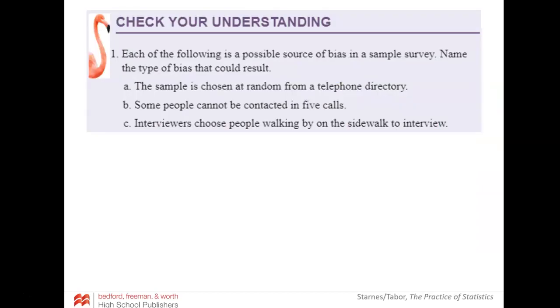All right, let's check our understanding. Name the type of bias. The sample is chosen at random from a telephone directory. All right, kids, we need to have a little history lesson for a moment. Did you know that there's such a thing as a telephone directory? Yeah, there used to be a telephone book and everything. In fact, I think they still exist. You may have never seen one before. But, I'm kind of leading you to the right answer. We'll talk about that in a minute. Some people cannot be contacted in 5 calls.